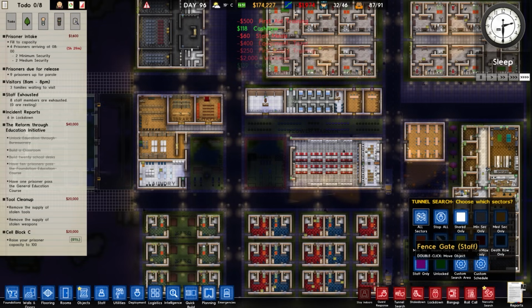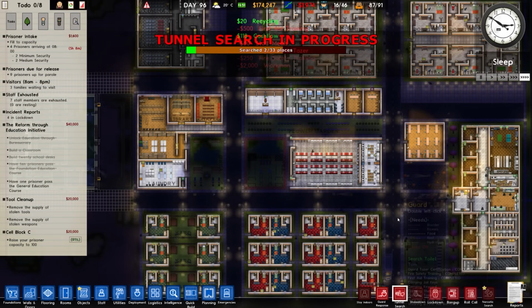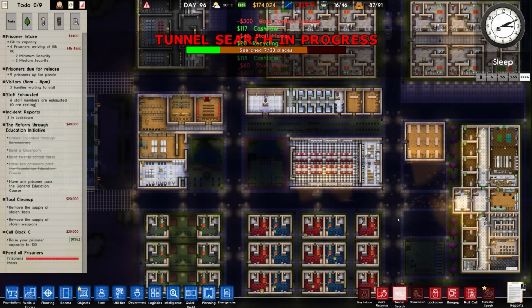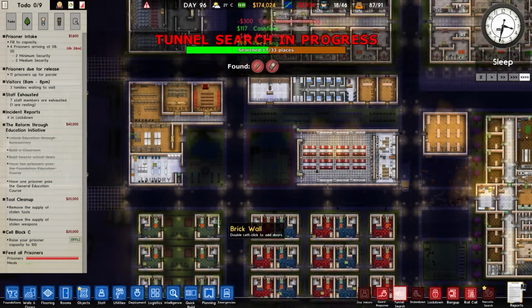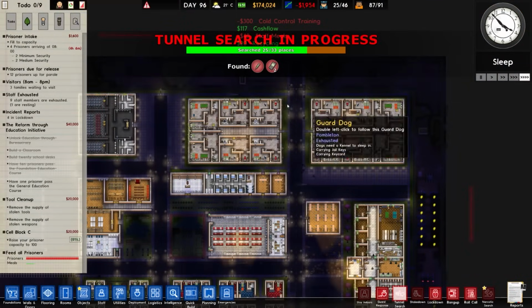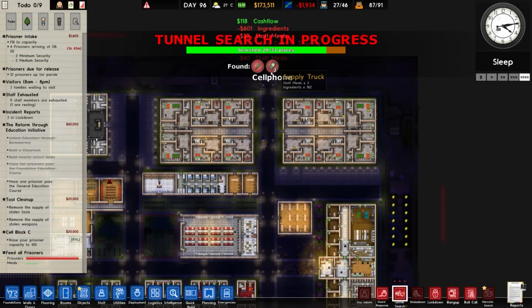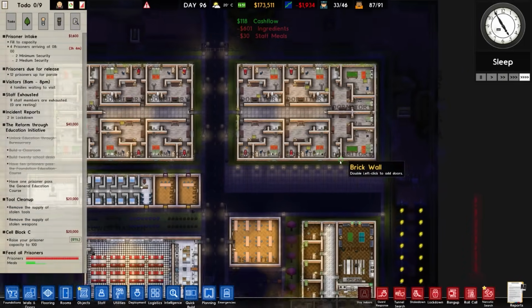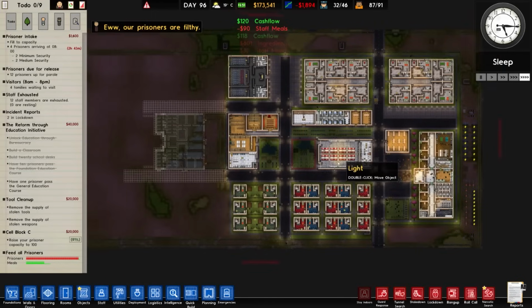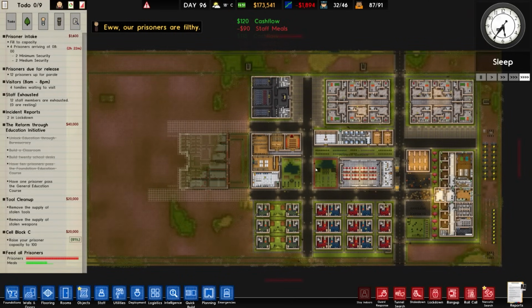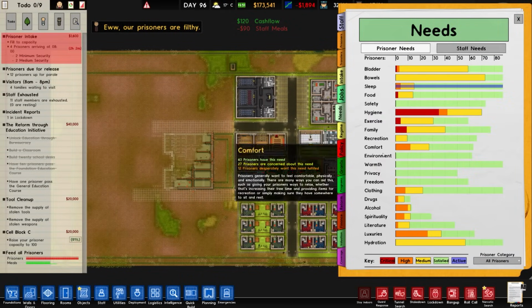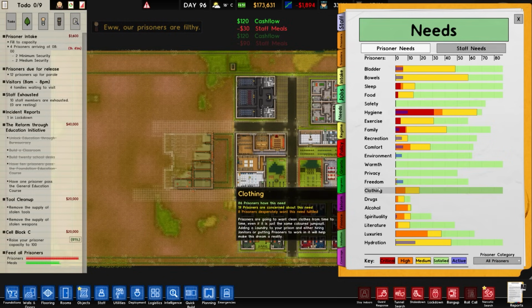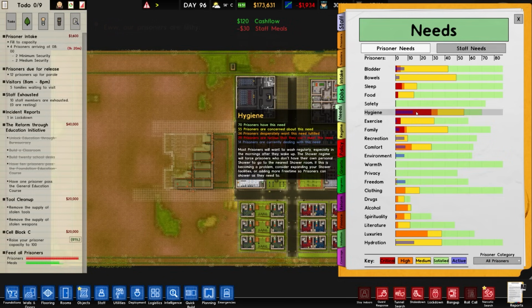And we are going to do a tunnel search, which is 33 places to search, which obviously includes the toilets around here. Found, I was going to say a couple of calculators, that's cell phone, needles, and that's about it apparently. Ew, prisoners are filthy apparently. Are they now? There is a small clothing need. It's the hygiene, isn't it? There you go. It's been looked after.